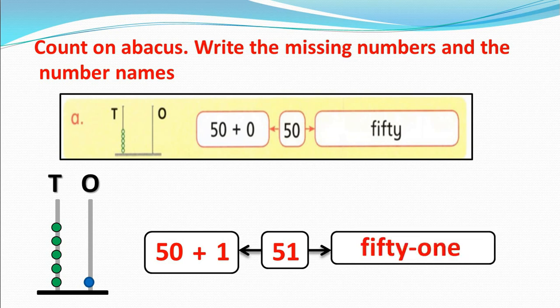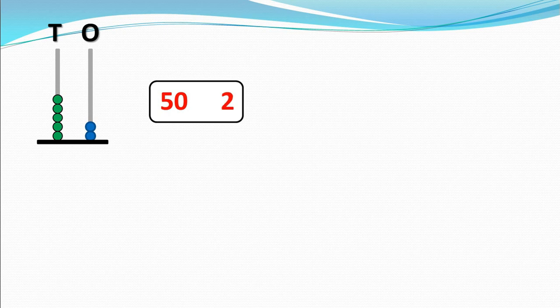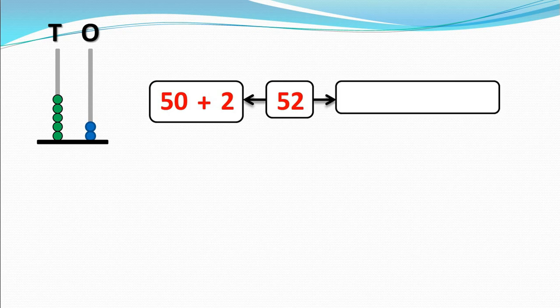Now this abacus has 5 beads on tens, which means 5 tens, and 5 tens makes 50. Then the ones rod has 2 beads, which means 2 ones. Now add them. 50 plus 2 equals 52 and the number name 52.